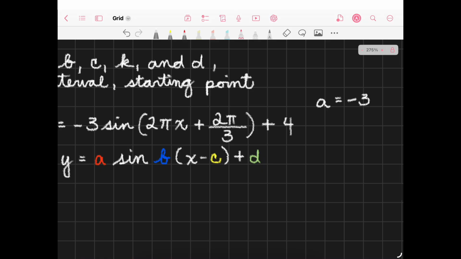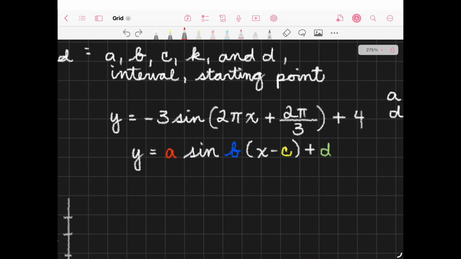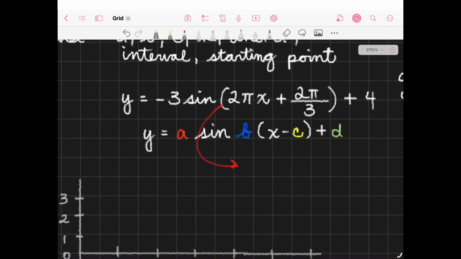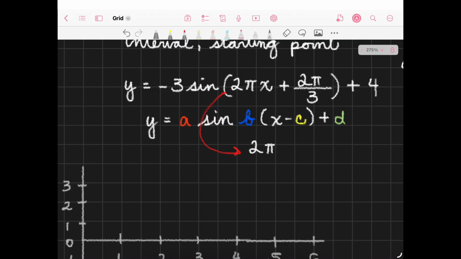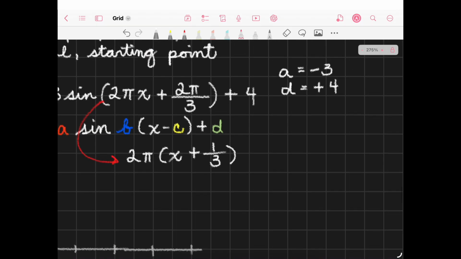And our D would be equal to +4. But for our B and C, we have to make sure that x should be alone in this parenthesis. So we have to factor out our 2 pi. By factoring out 2 pi, we get x plus 1/3. So therefore, our B would be equal to 2 pi, and our C would be equal to -1/3.